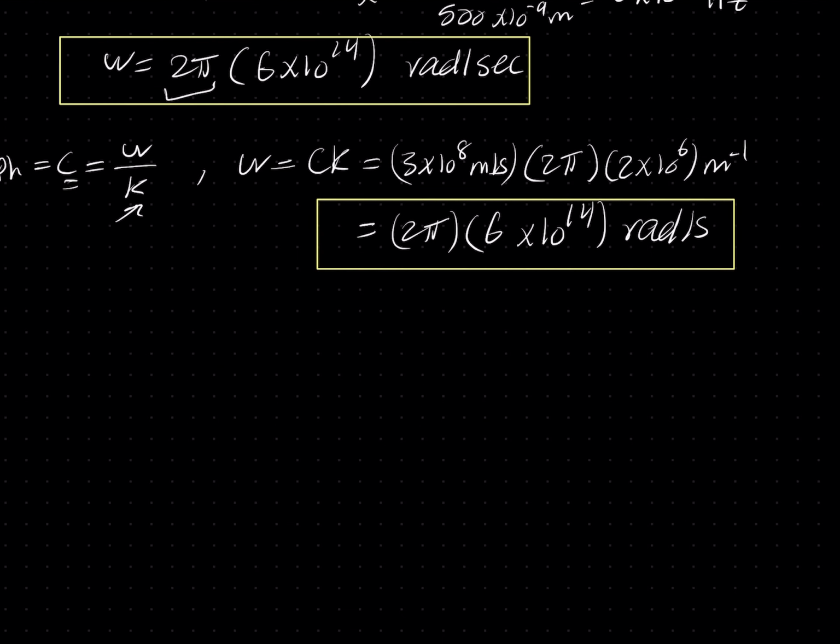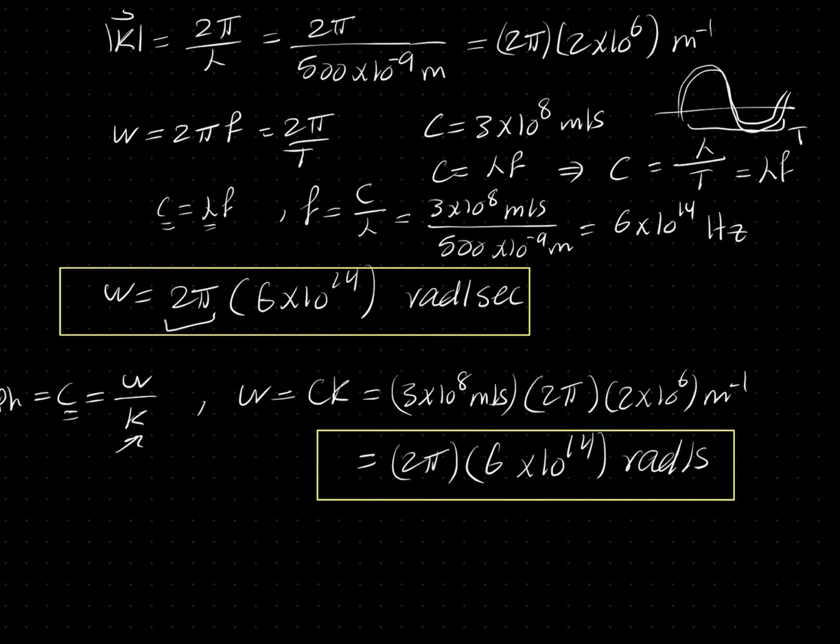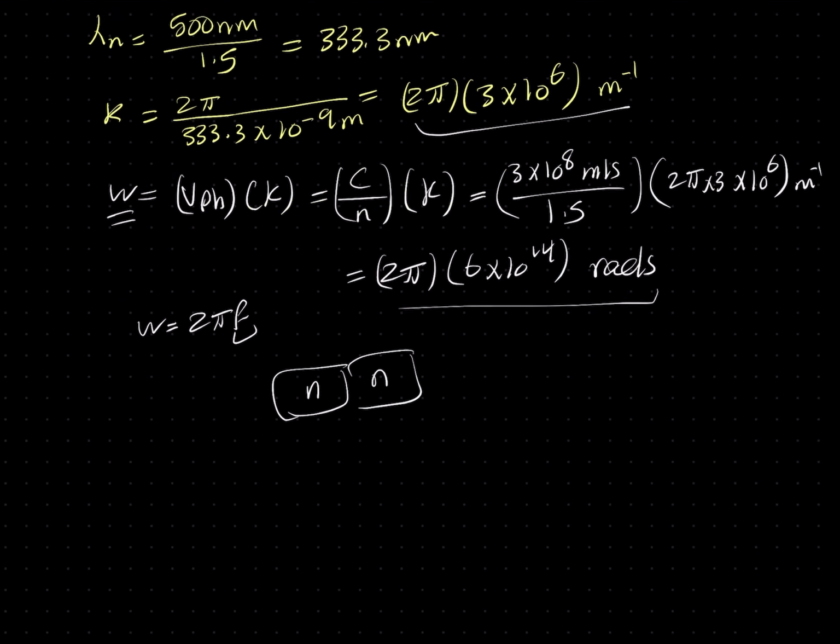in the previous problem. And why is that? Well, because omega is equal to 2 pi f. Really, the only thing here that could change is f, but f is not going to change when traveling in linear optics between two indices of refraction. We just discussed that. So we're expecting omega here to be the same as the omega we calculated in vacuum, which checks. So this is correct.